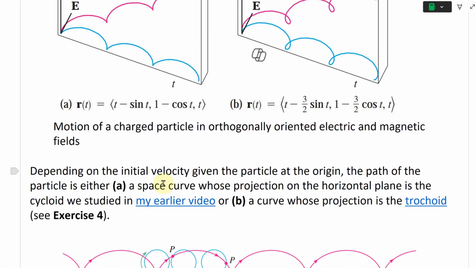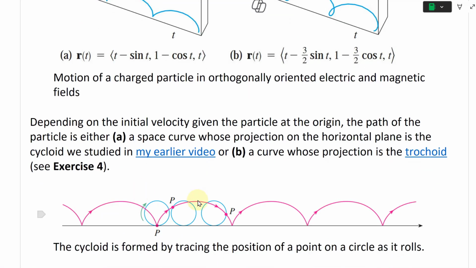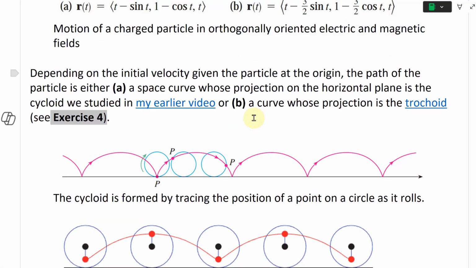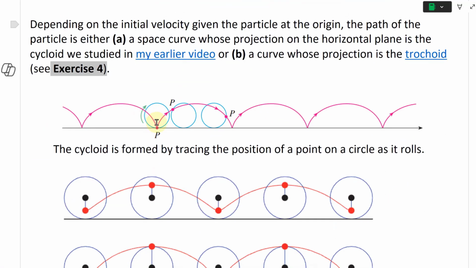So A, a space curve whose projection on the horizontal plane is the cycloid we studied in my earlier video, and I'll put out some screenshots here, and there's a link to my earlier video. Or B, a curve whose projection is a trochoid. See exercise 4. I never covered it before in my earlier chapters, but I will do that at the end of this video. So this is a cycloid.